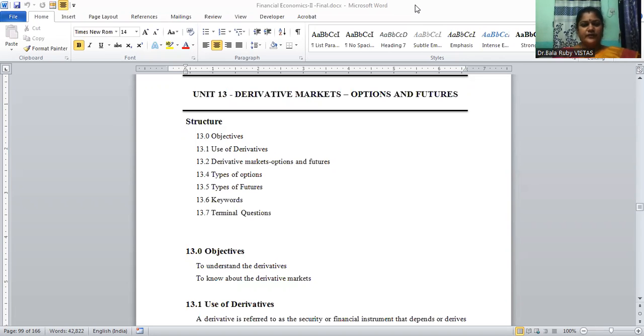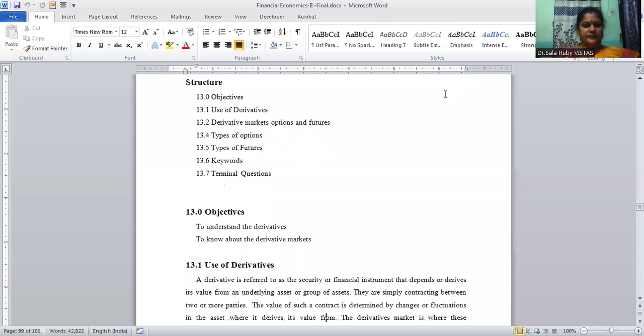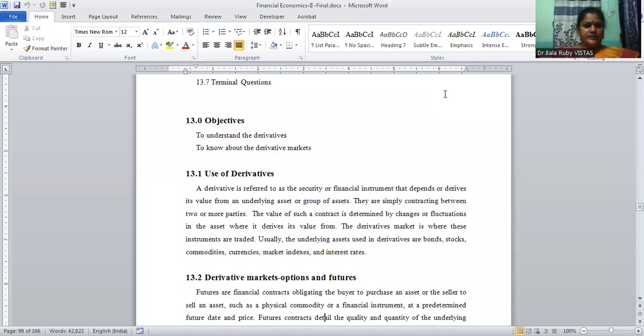Friends, in today's class, we are going to discuss the derivative market, options and futures. First, we will discuss the uses of derivatives. Then we will concentrate on the derivative markets, options, and futures. Then we will focus on types of options, then types of futures. In the end, we will discuss the keywords and the terminal questions.